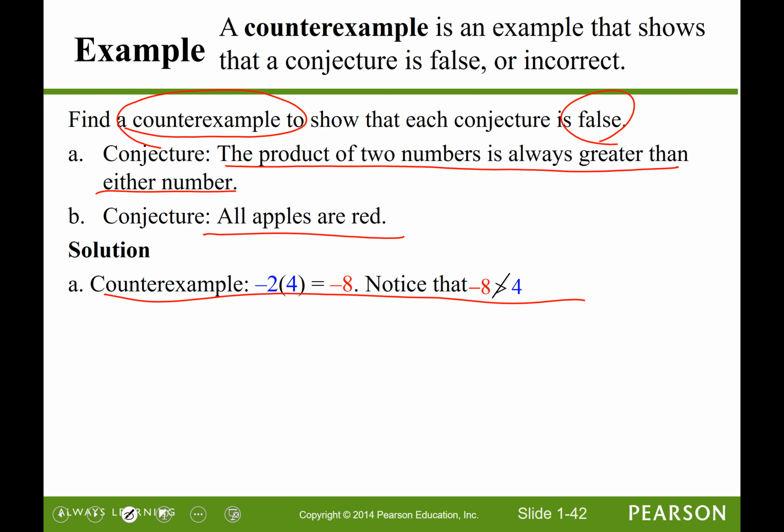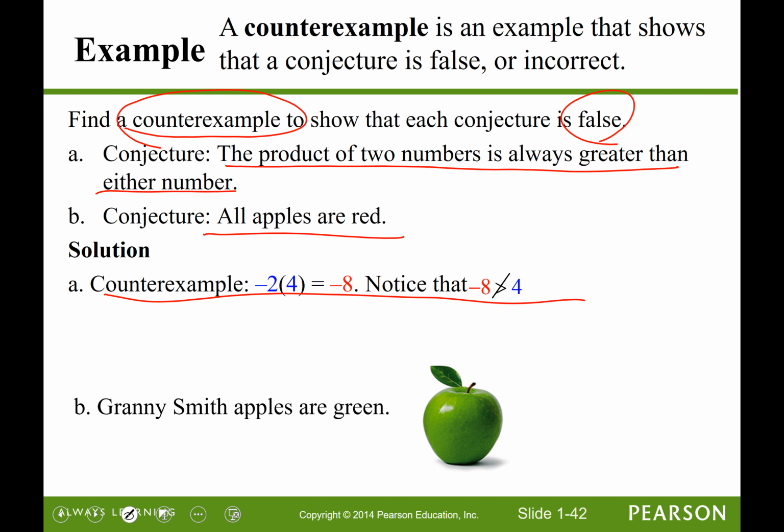Part B, one route would be showing a Granny Smith apple. That is a concrete example showing that the conjecture, all apples are red, is a false conjecture.